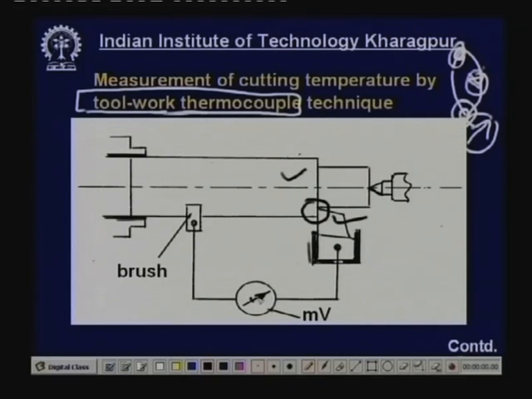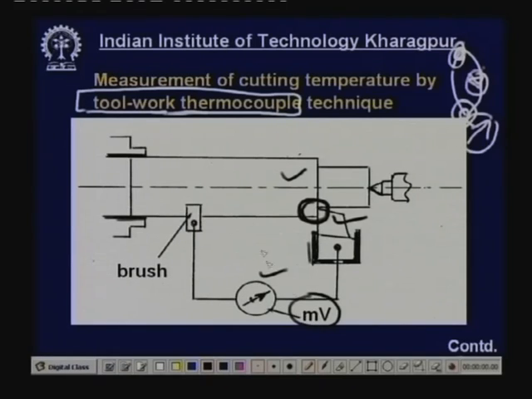So, current will flow, and that will be recorded in the millivolt meter, and this millivolt recorded will be proportional to the temperature that will develop here. That is the maximum temperature that will develop here. Now, this relation between millivolt and temperature should be developed in advance by calibration. So, if it is 40 millivolt, what is the temperature?